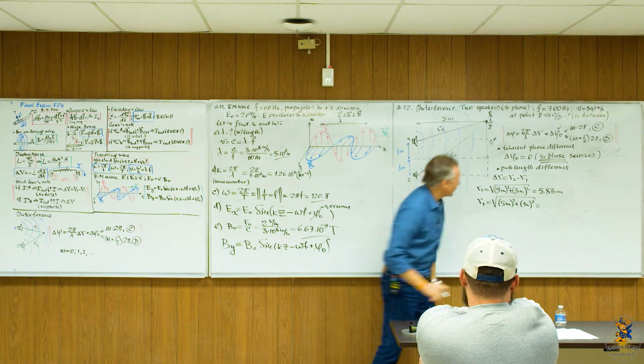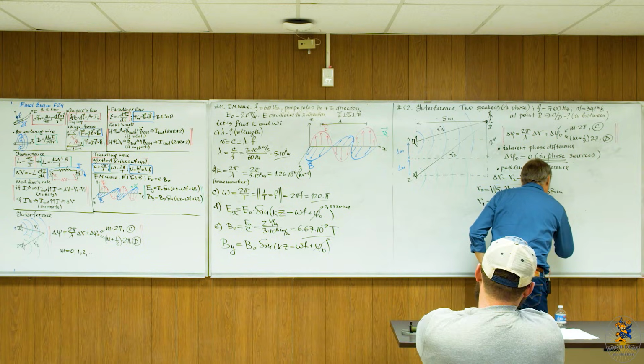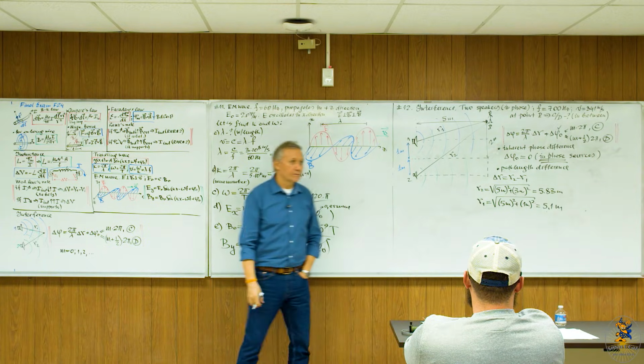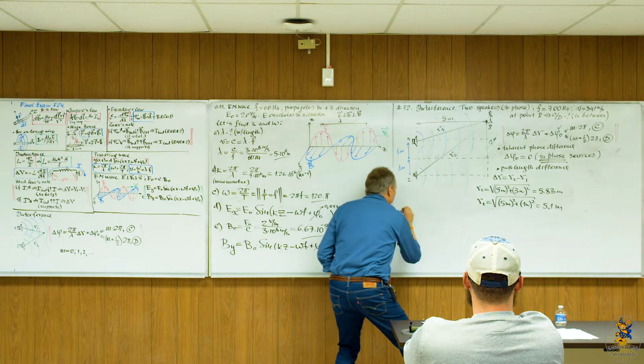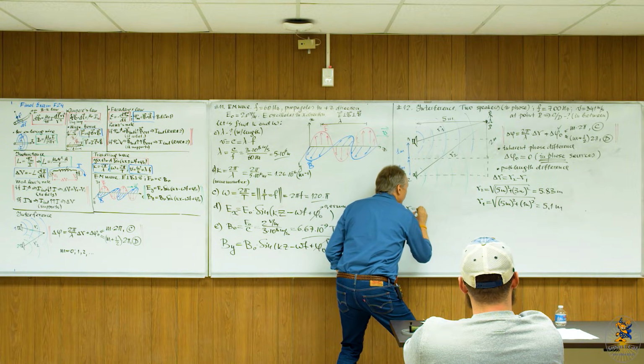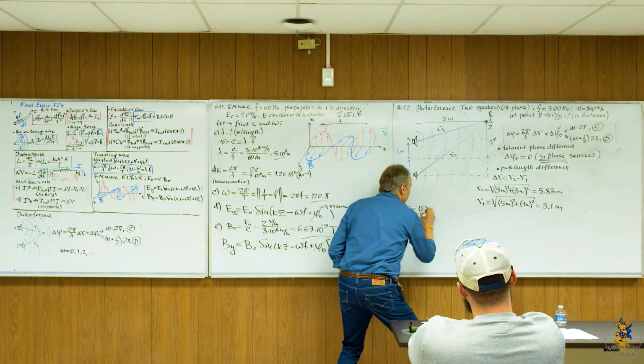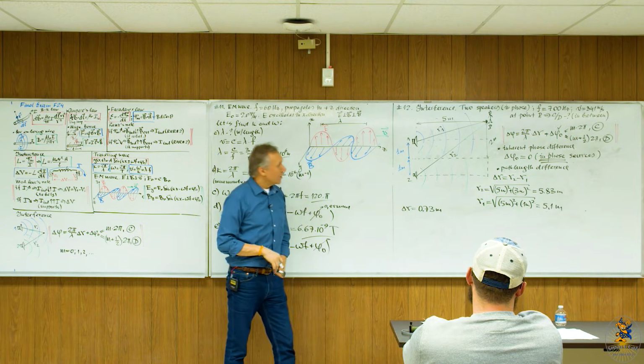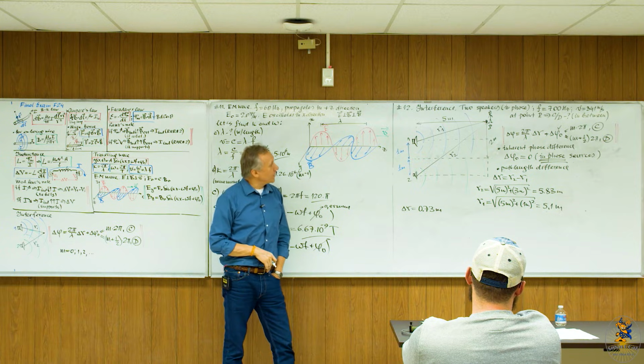5.1. So delta R will be 0.73. Right, so delta R will be 0.73 meters, so the difference. Okay, so what else we need to find?